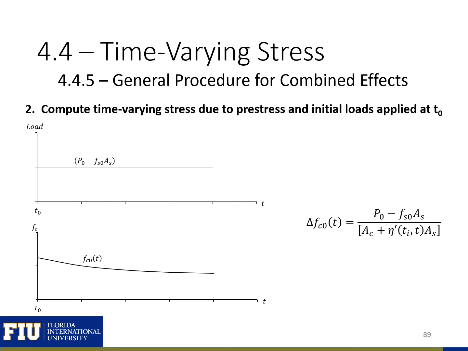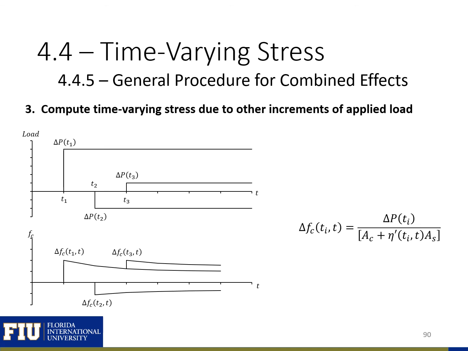Next, we want to compute the time-varying stress due to pre-stressing and any initially applied loads at time 0. So any loads that are applied initially, we want to apply, and then see the response, and see how the stress and the effects of creep affect the stress over time. The next step would be to compute the time-varying stress due to other incrementally applied loads. So if we have some kind of other load history, we can represent it by a series of applied loads at different times, like we did in the superposition method, and then find the response to each of these applied loads.